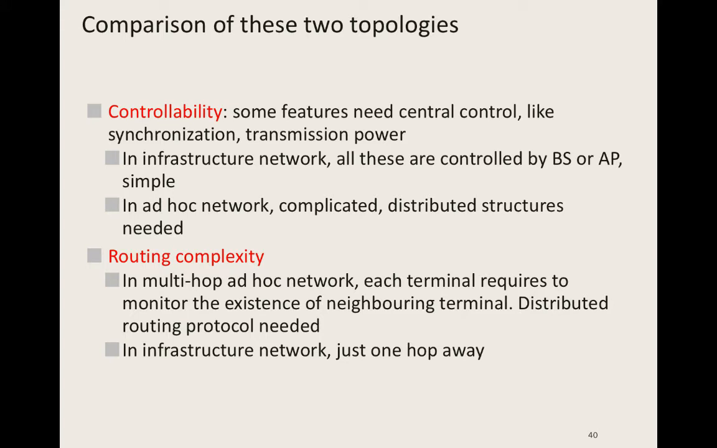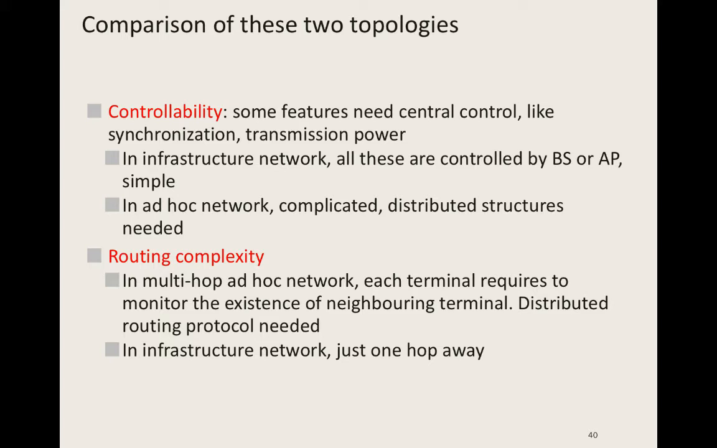If we compare the two topologies together, in terms of controllability, some features need central control, like synchronization, transmission power, and other stuff. We have that in the infrastructure network, but it is missing in the ad hoc. It's still doable, but it's more complicated, and a distributed structure is required. Routing complexity: in a multi-hop ad hoc network, each terminal is required to monitor the existence of the neighboring terminals. A distributed routing protocol is required as well.